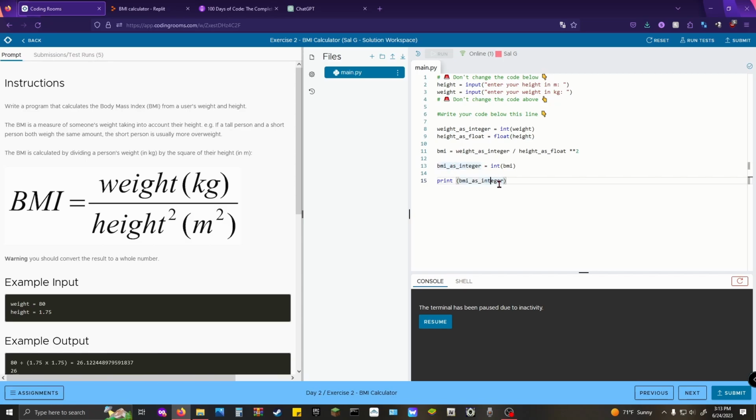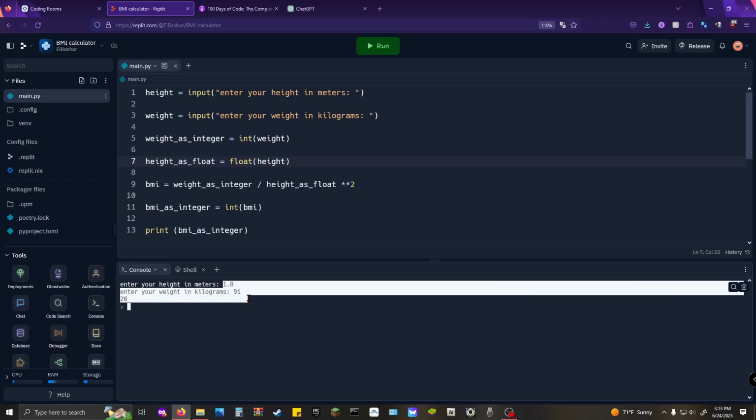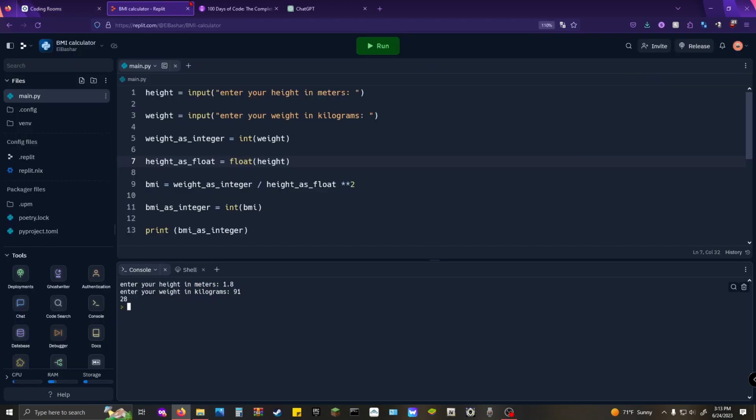So, okay, cool. What exactly is happening here? Still, that doesn't make any sense. How did these two numbers coincide? You see, the equation is right here. BMI equals weight in kilograms over height squared, meters squared. Essentially, what is happening here is that we have weight as integer, which is referring to the previous one, divided by height as float, which is the previous one.